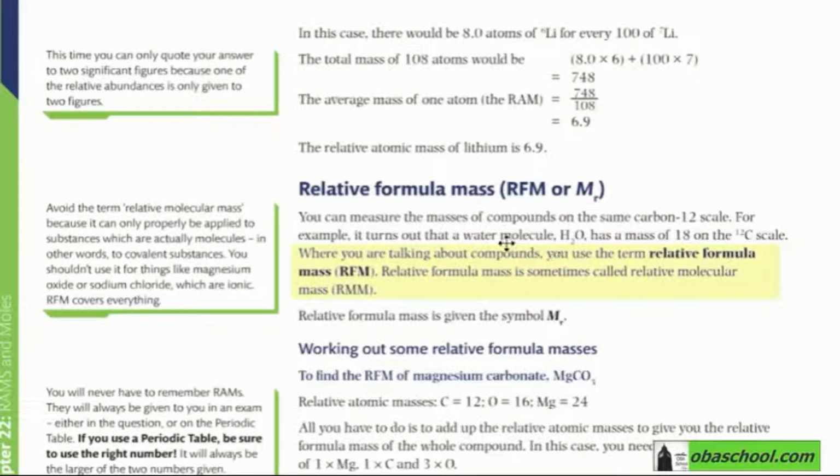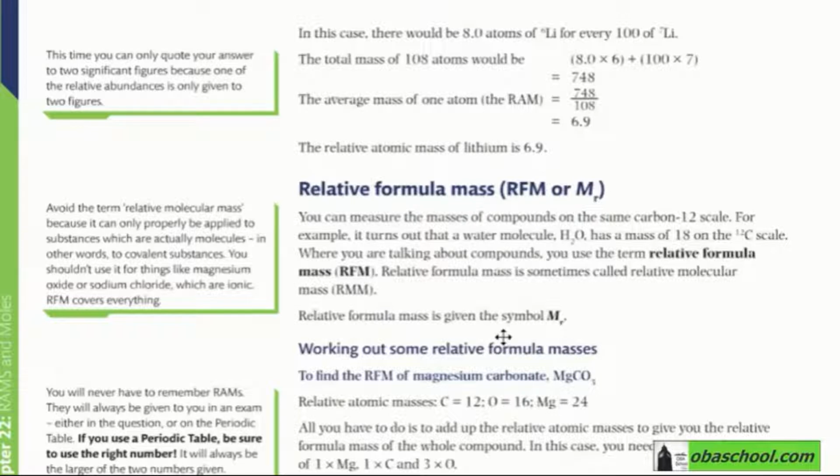So when we're talking about compounds, we don't talk about the relative atomic mass. No, we talk about the relative formula mass. Relative formula mass is sometimes called the relative molecular mass, RMM, and it's given the symbol Mr. Now, similar to how we used to calculate the relative atomic mass of one atom, we first calculate the total mass, then the average mass of one atom, which is the relative atomic mass of the element we have.